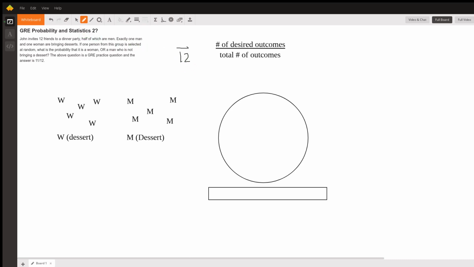Our desired outcomes, based on the question that's being asked, is that the person selected is either a woman or a man who is not bringing dessert. So our desired outcomes are either women, whether they bring a dessert or not, or a man that is not bringing a dessert. So what we're going to do is take all the individuals, all the guests that meet either of these criteria, and move them into the circle.